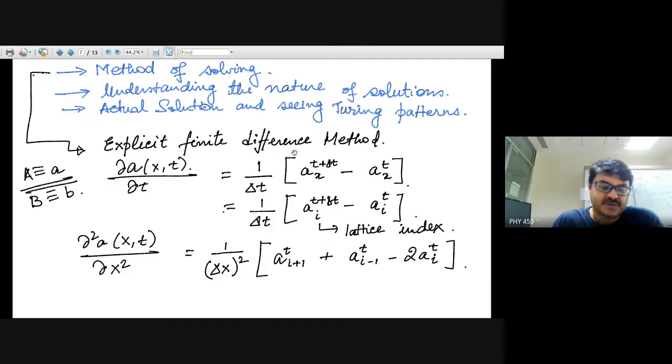This is how you would write it down. Now this grad square a, del x squared, can be written again as 1 by delta x whole square. Now note, this is all at the same time t. This is the value of a at a lattice site to the right, the lattice site to the left, and this is your mid lattice site where you are interested to calculate it, right? So that's how you'll calculate gradients.